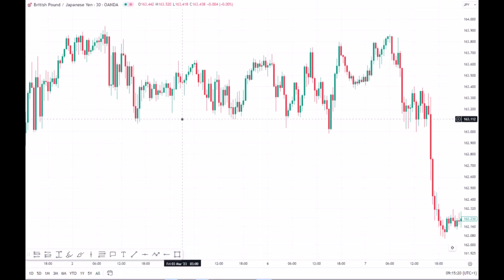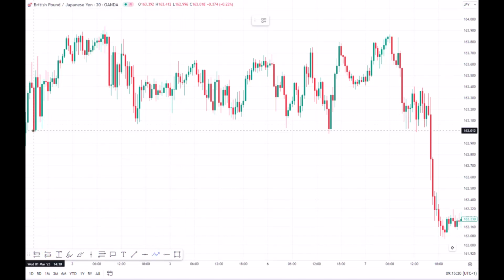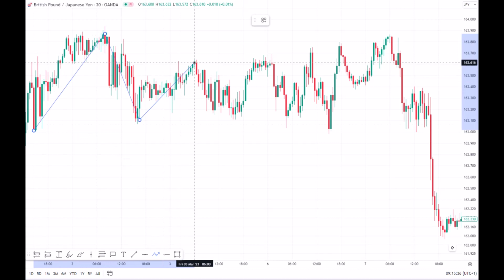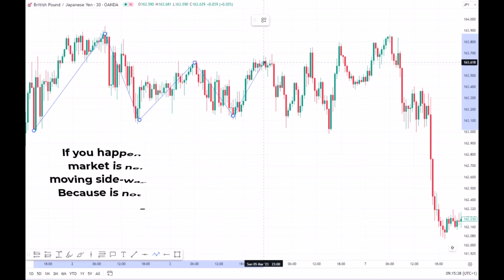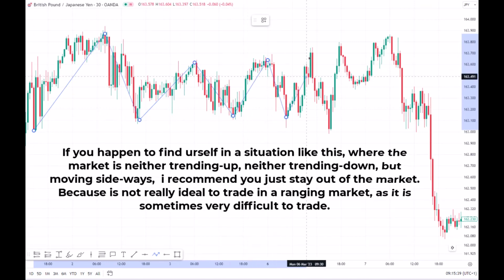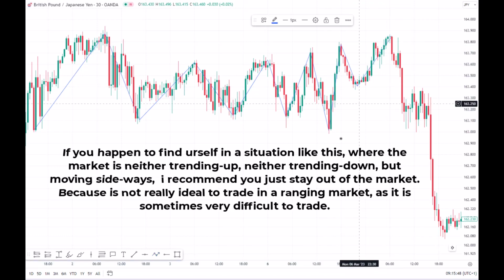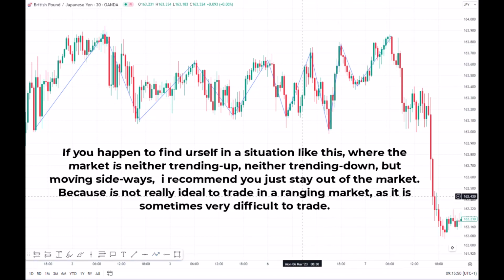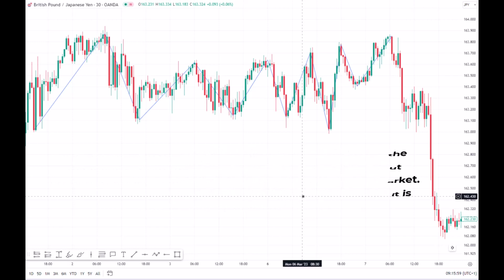Next, here we have another different structure of the market. As you can see, the structure of this market seems to be sideways. Market was moving sideways. If you happen to find yourself in a situation like this, where the market is neither trending up nor trending down, but moving sideways, I recommend you just stay out of the market, because it's not really ideal to trade in a range market, as it is sometimes very difficult.